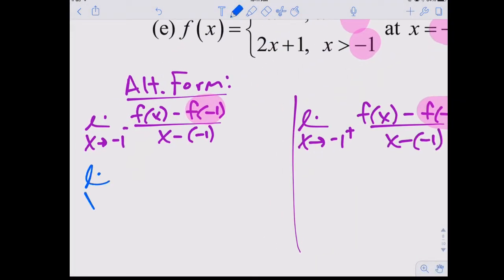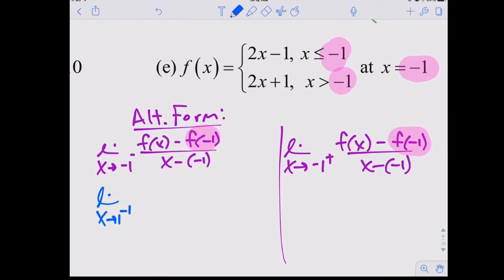For the first one, on the left side of -1, I have to use the function piece that's actually defined to the left of -1, which is what? To the left of -1, we're using 2x minus 1. And then minus, what is f of negative 1? Do we use the top piece or the bottom piece? Or the middle piece? There is no middle piece. Top piece or bottom piece? Top. And what do you get when you plug in a negative 1? Negative 3. Yeah, good. All over x plus 1.